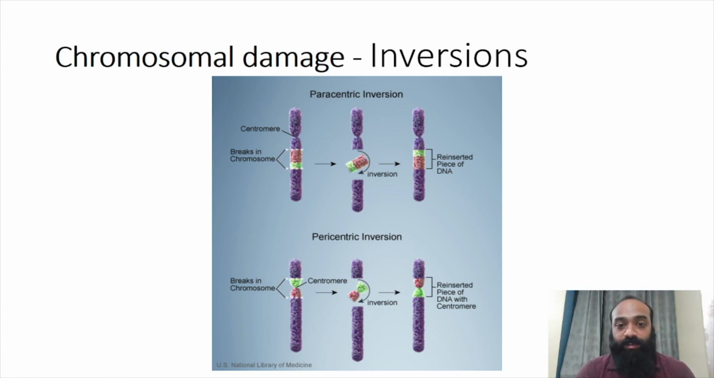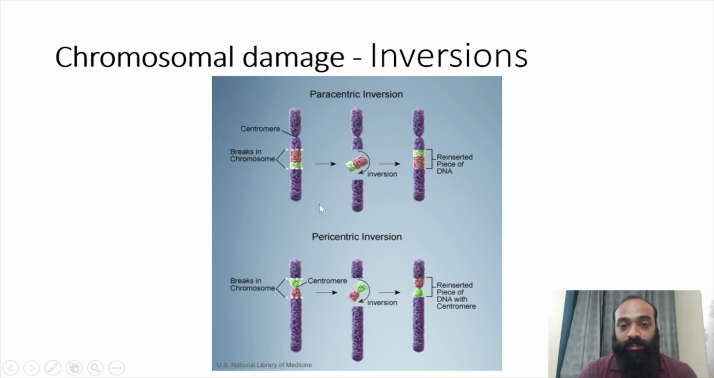Then we can have inversions also, which again involve breaks of the chromosomes that cause the chromosomal portion not to get degraded but to be inverted. Inversion can take place on one arm of the chromosome, which is referred to as a paracentric inversion. If it involves both the arms of the chromosome, it is referred to as a pericentric inversion.